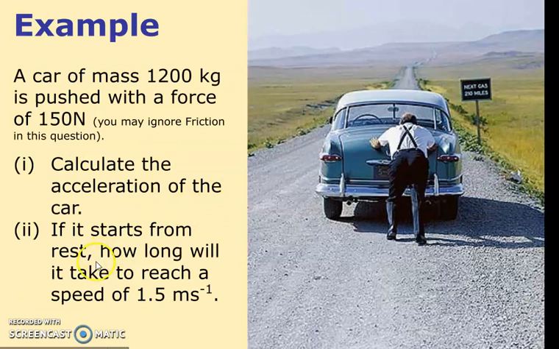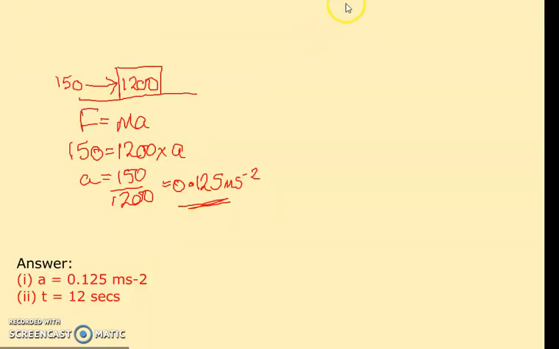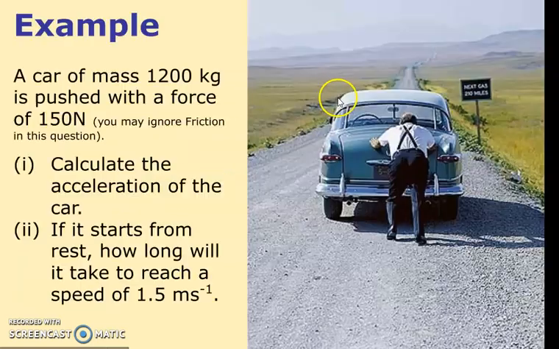It says if it starts from rest, how long will it take to reach a speed of 1.5 meters per second? So again, I'm not surprised by this at all. You get SUVAT in these questions, and F equals ma in these questions loads. And of course, the critical thing is you've got an A here and you've got an A over here, and that's why they like to join the two things together. So what did it say?